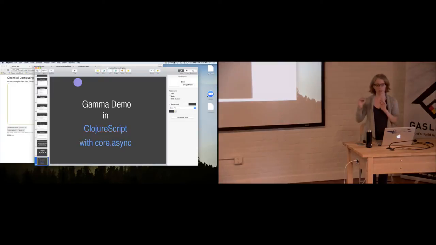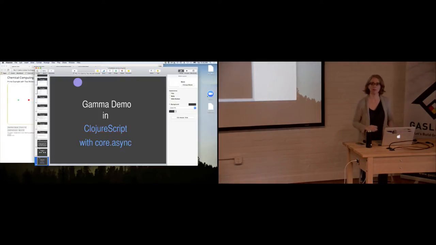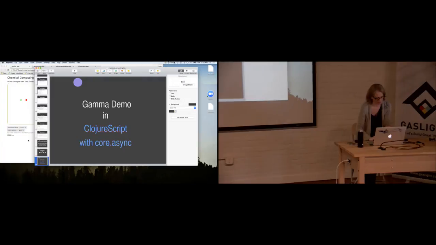Oh, so this is also using Core Async and ClojureScript with Figwheel as well. See, I didn't know this would work so well, these two talks together. It just happened.